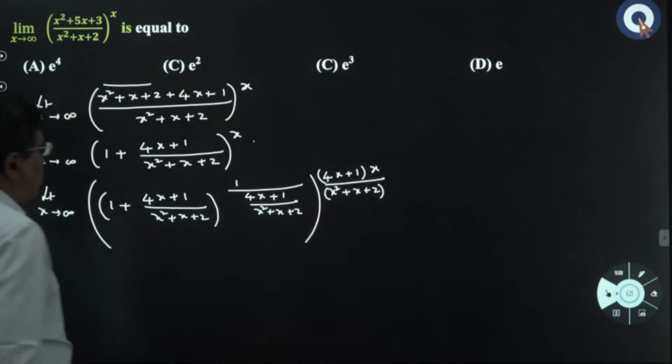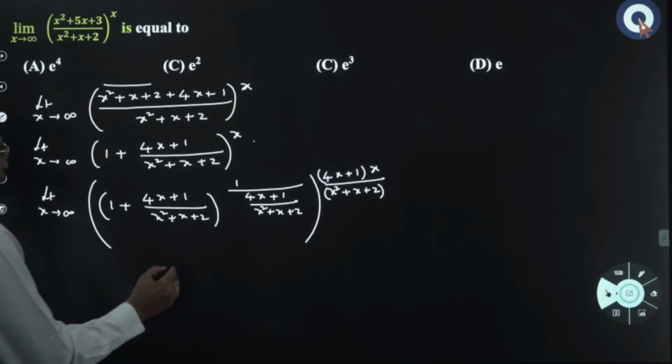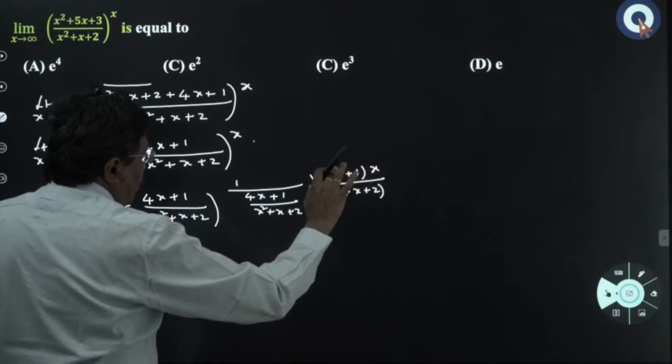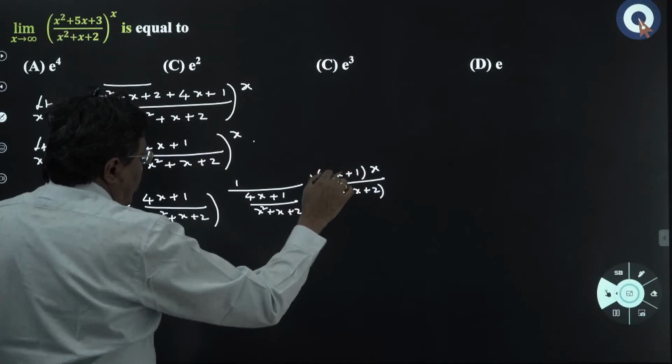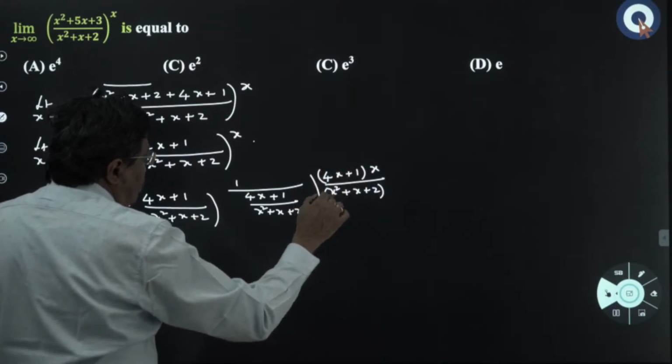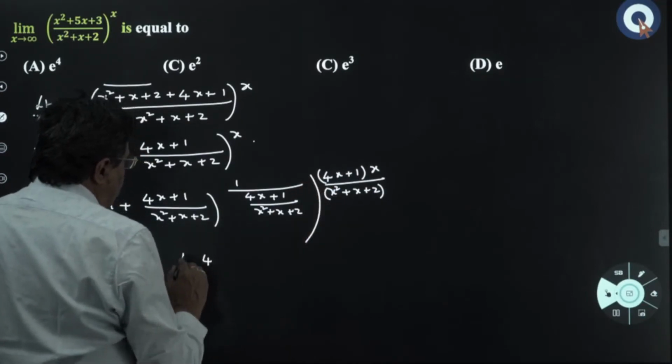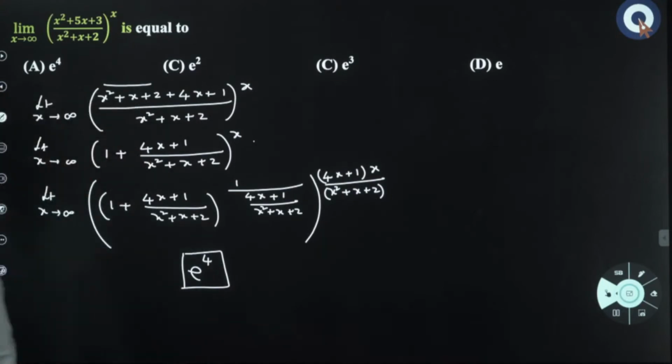Now as x tends to infinity, this is e power, see, when it is a rational function and the degree of the numerator is the same as the degree of the denominator, leading coefficient by leading coefficient is the limit. So 4 by 1 you get 4. So the answer becomes simply e power 4. So this is correct.